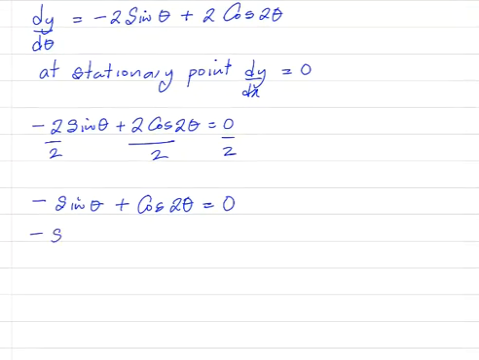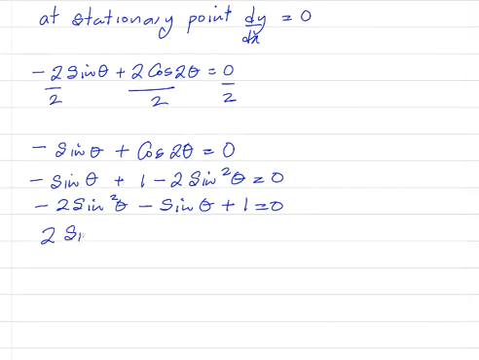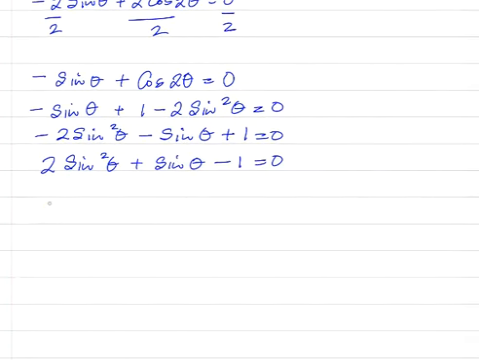I can say minus sine theta plus 1 minus 2 sine squared theta is equal to 0. So what I have is minus 2 sine squared theta minus sine theta plus 1 is equal to 0. I could multiply the entire equation by minus 1. So I'm going to have 2 sine squared theta plus sine theta minus 1 is equal to 0. A quadratic equation, so let us factorize. Well, I hope it can be factorized.